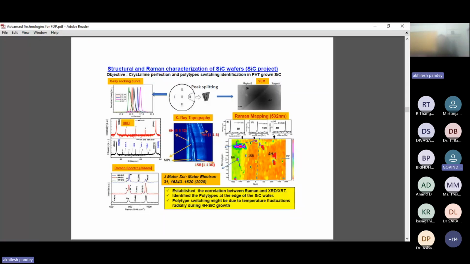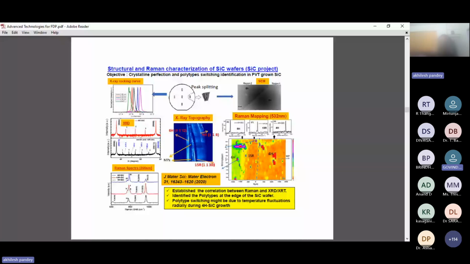Now, we did Raman spectroscopy. In the Raman spectroscopy, apart from 6H, one range has been taken from 102 to 250. Raman spectroscopy was taken at different points, and mapping was performed over around 3.5 mm by 2 mm. We found that 6H, 15R and 4H, all the polytypes are present.